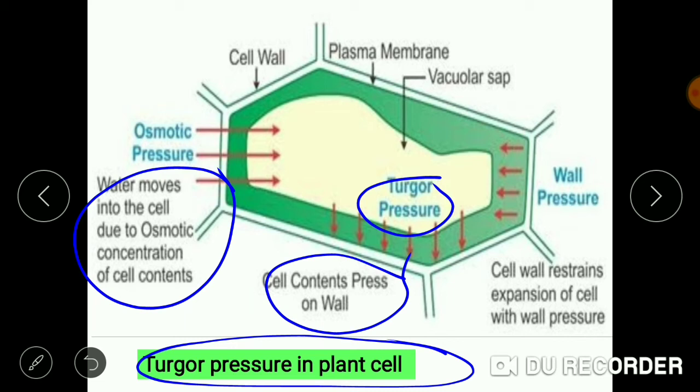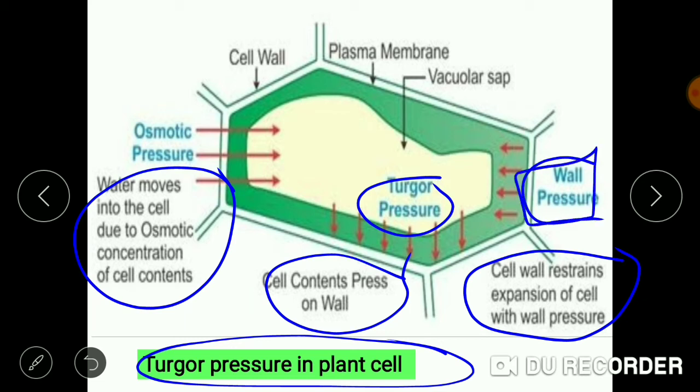In order to neutralize this effect and maintain the shape of the plant cell, the cell wall is also exerting pressure that is known as wall pressure. This wall pressure is applied by the cell wall to maintain the shape of the plant cell and to neutralize the effect of the turgidity being maintained in the plant cell.